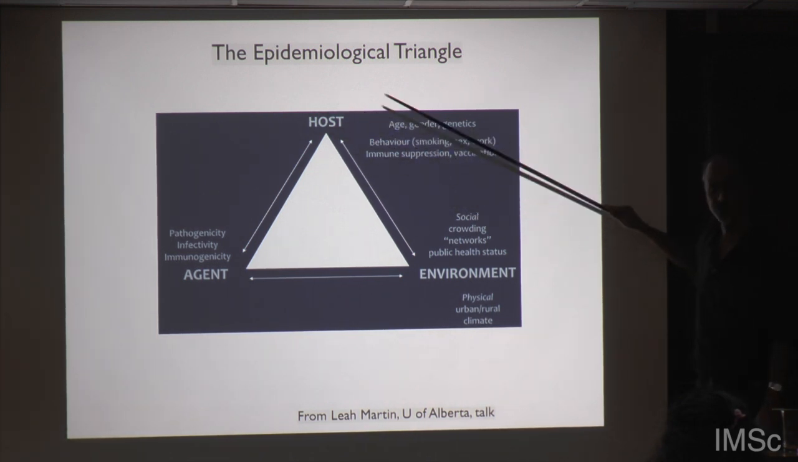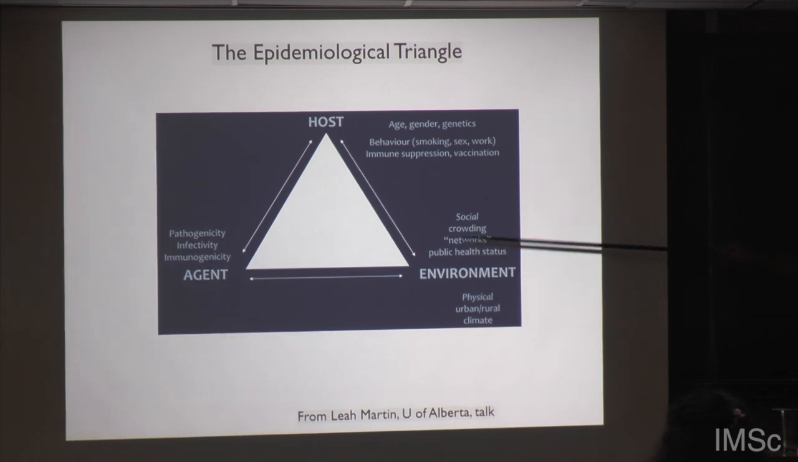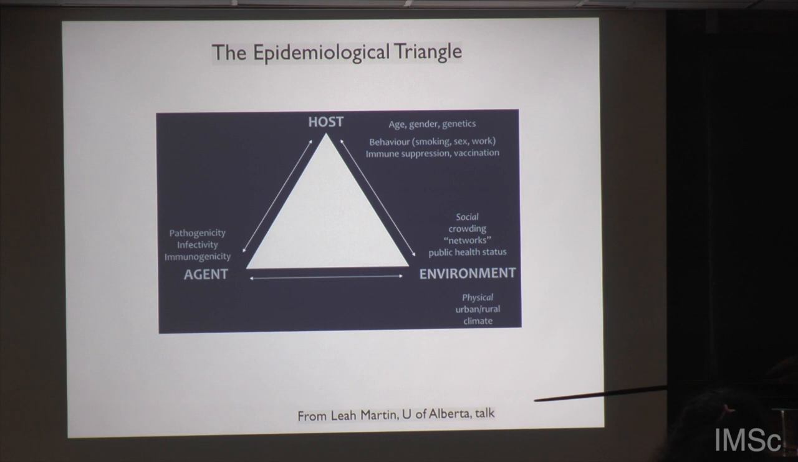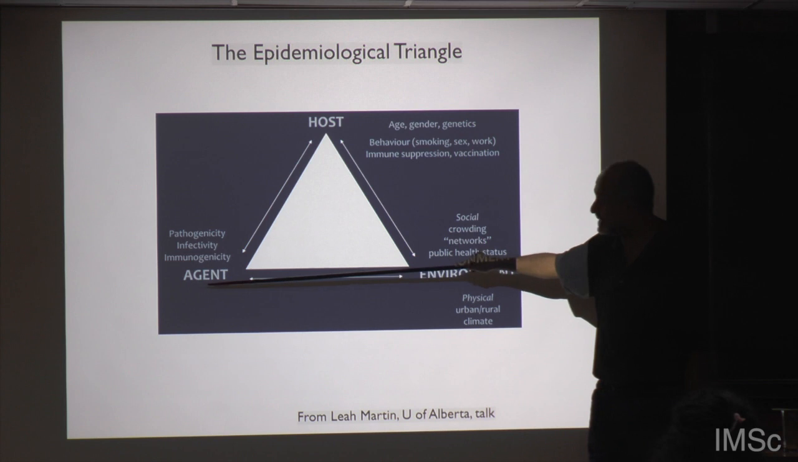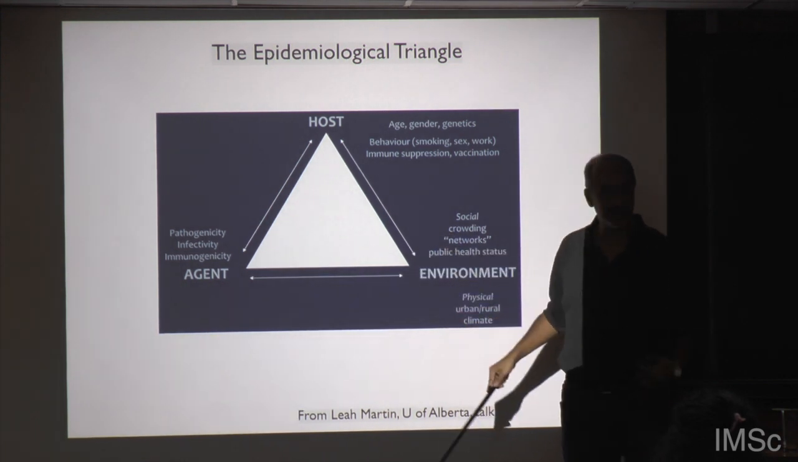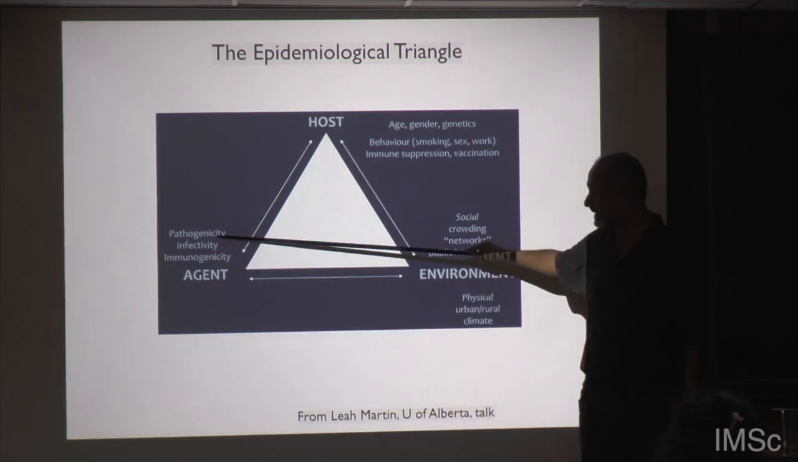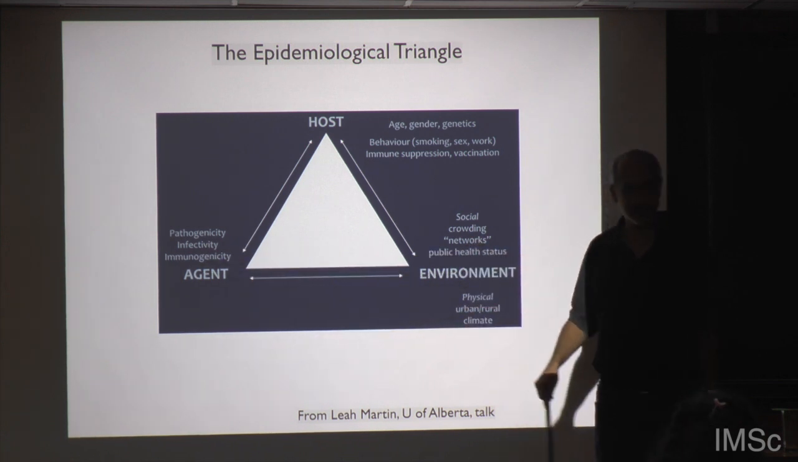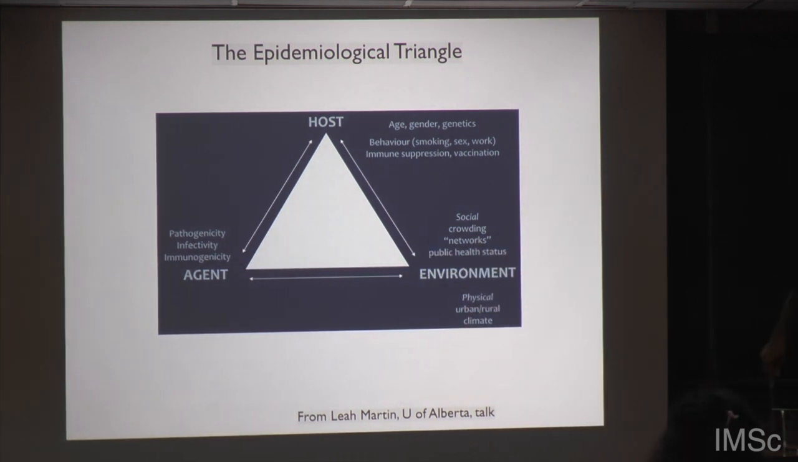All of these are properties of the host. In the environment, social crowding: are you in big crowds where people can cough and then you can fall ill, being exposed to the viruses that they emit? The public health status, are you in an urban or a rural setting? What is the nature of the climate? And finally, with the agent, how efficient is the agent at eliciting an immune response? How pathogenic is it? How infective is it? What is the sort of immune response that it actually generates?